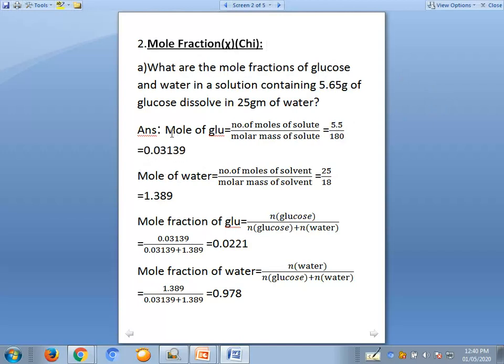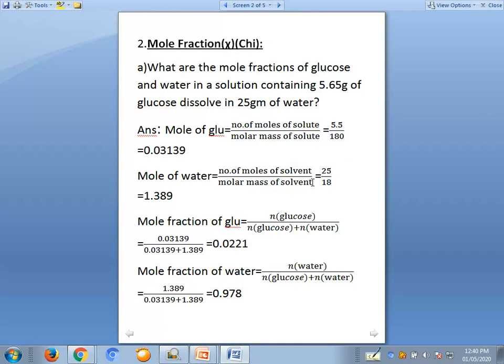0.03139. Now this is for what? Moles of glucose. Now, similarly, I will calculate the number of moles of water. The same formula applies here, that is, number of moles of solvent. So how much is the solvent? 25 grams. So I substituted.